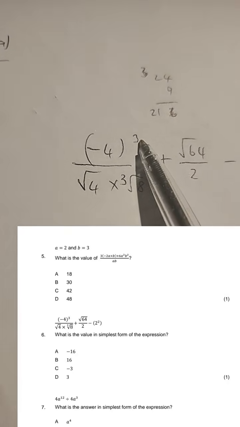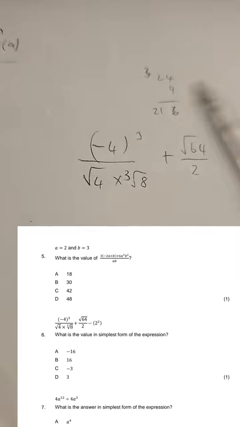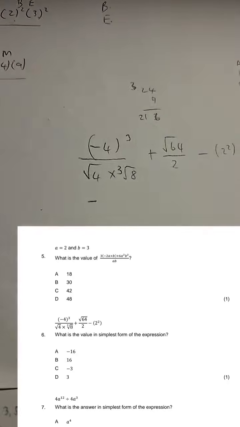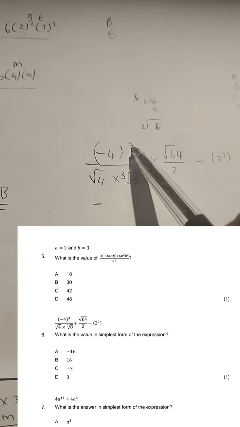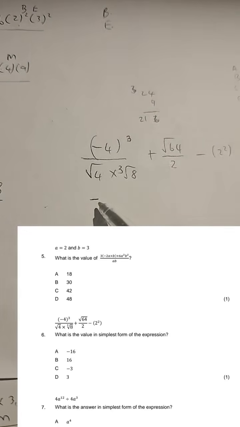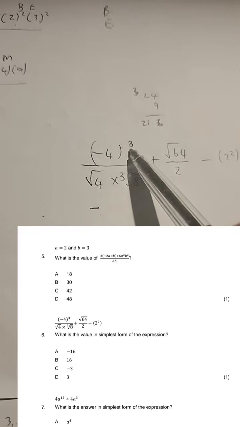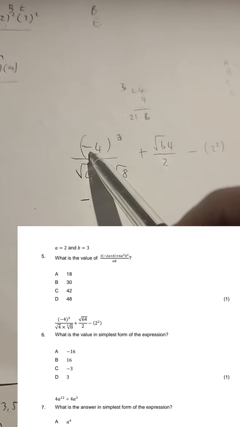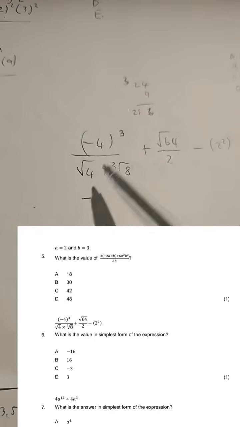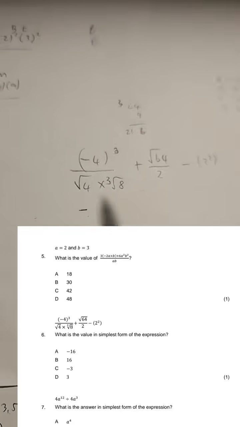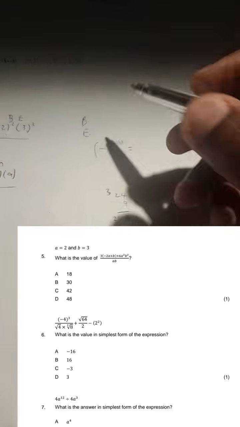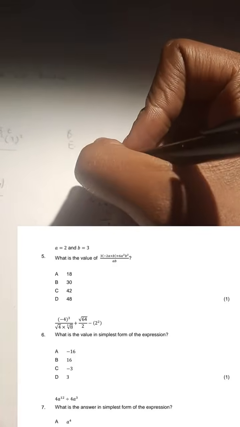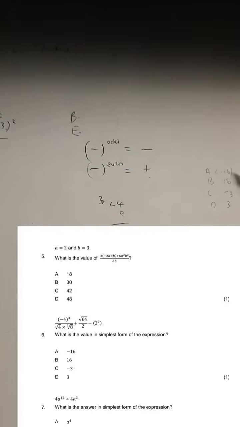An odd exponent applied to a negative sign leads to a negative number. If it was an even exponent applied to a negative sign, it would lead to a positive answer. But since it's an odd exponent, this is very important, guys: the minute you have an odd exponent applied to a negative sign, it leads to a negative sign. But if you have an even exponent applied to a negative sign, it leads to a positive answer.